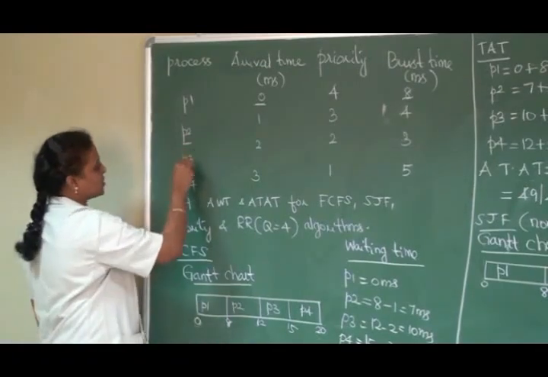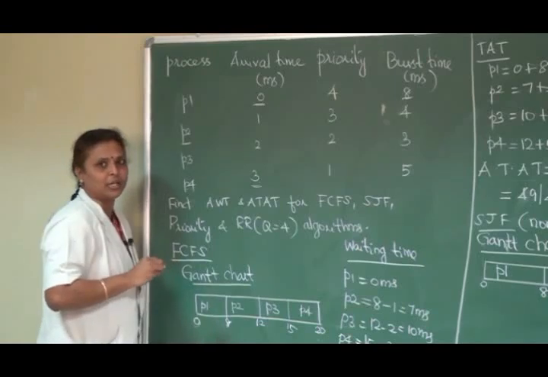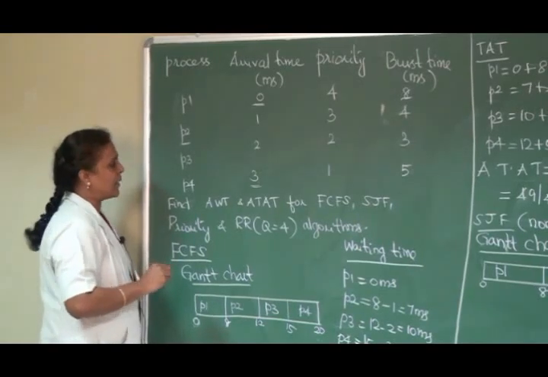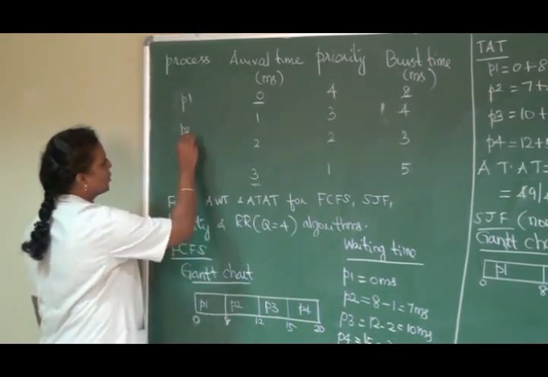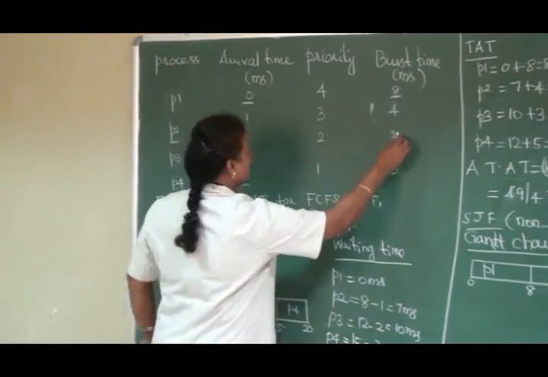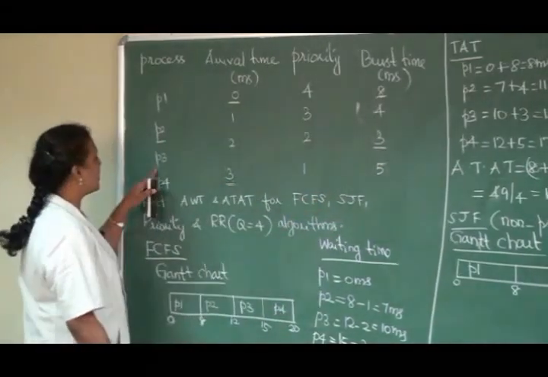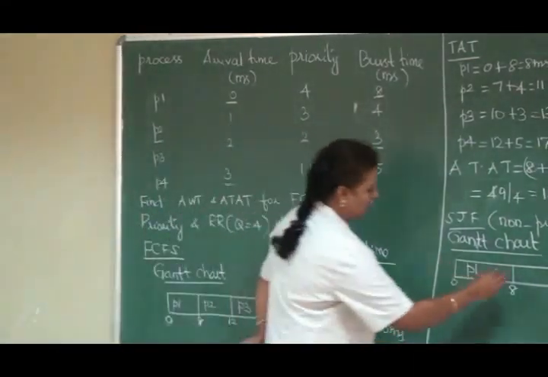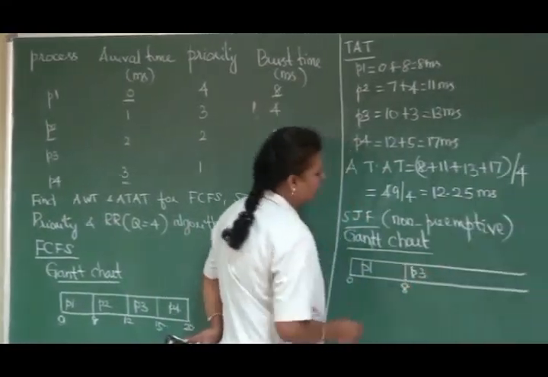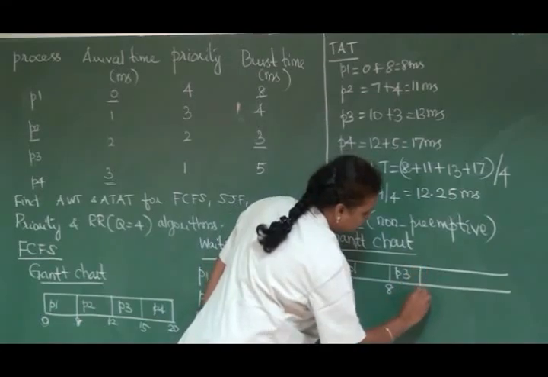So 3 processes have already arrived. The last process to arrive in the queue is at the third millisecond, P4. So now 3 processes are there. Among the 3 processes, P3 has the lowest burst time. So P3 is getting the CPU. P3 is executed, and its burst time is 3, so 8 plus 3, 11.